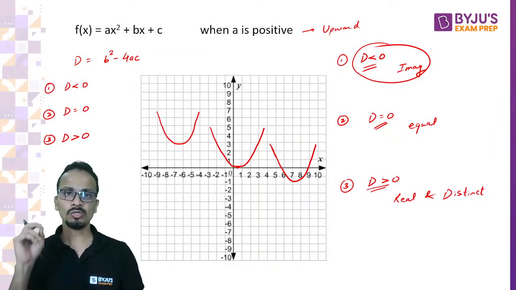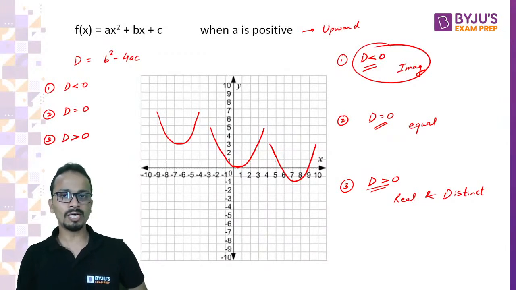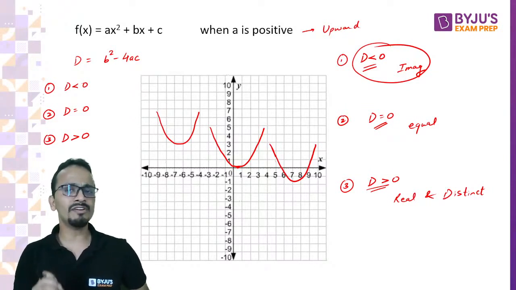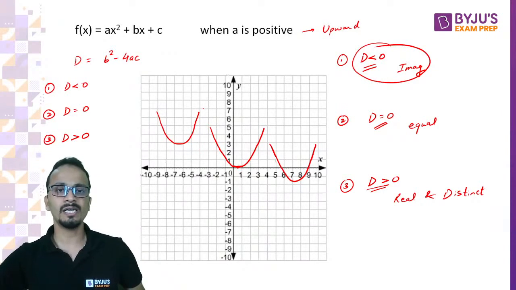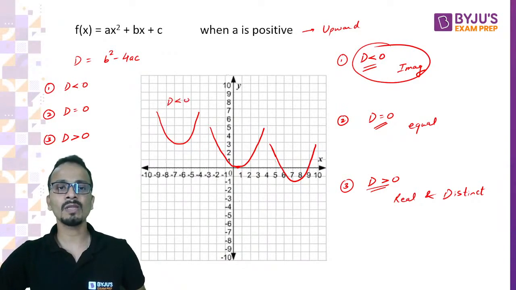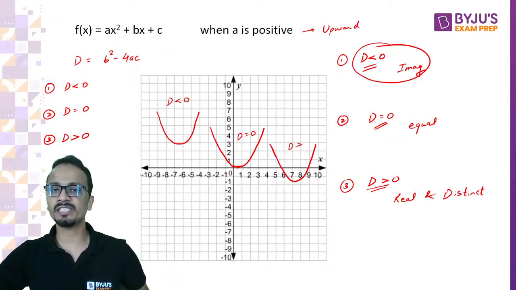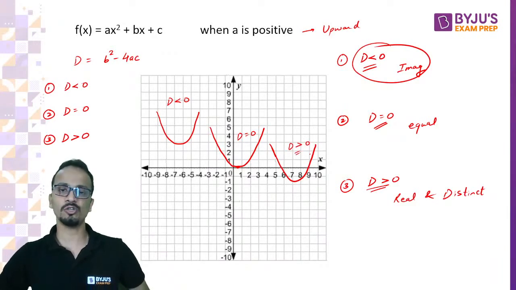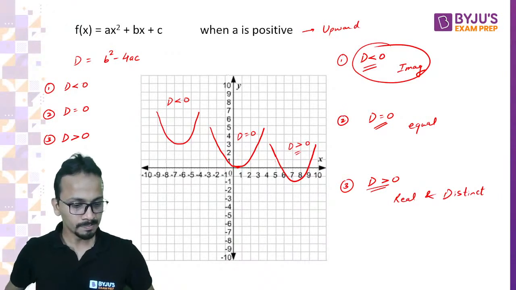Fine. So the first case, when A is positive, the graph will be an upward opening parabola. An upward opening parabola can be of three types: completely above the x-axis if the discriminant is less than 0, touching the x-axis if the discriminant is equal to 0, and intersecting the x-axis at 2 points if the discriminant is greater than 0. So these are three cases.